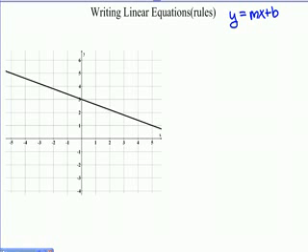Well, first thing that we should look for, should be pretty easy, is our b value. And our b value is just the y-intercept. And our y-intercept is (0, 3), so our b value is 3. So then we just need to look for the slope.